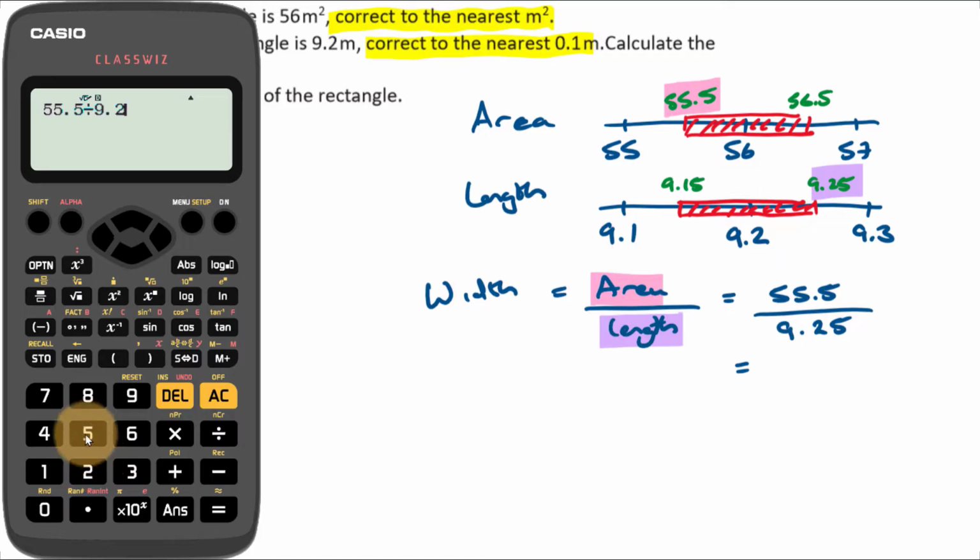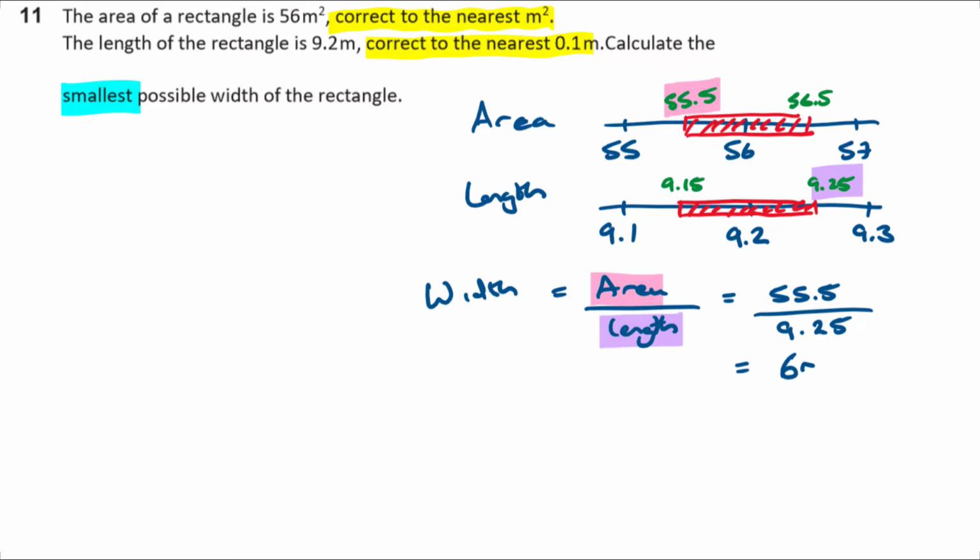55.5 divided by 9.25. That comes out to be exactly 6. That's weird. So it is exactly 6. 6 what? 6 meters. Okay. Any other combination is going to give me a bigger value for width, isn't it? So if I picked any other combination of those lengths, it's going to come out bigger than 6. So 6 is my smallest possible width of the rectangle.